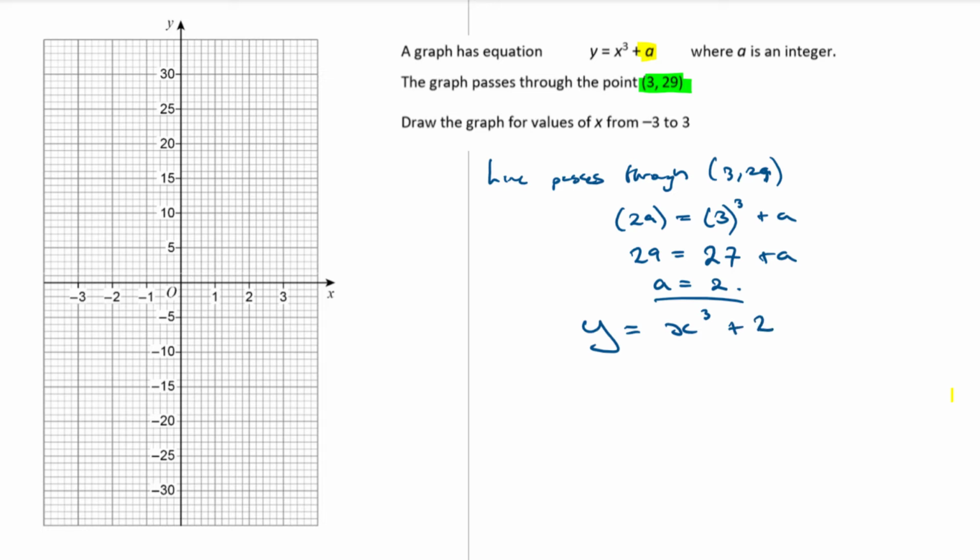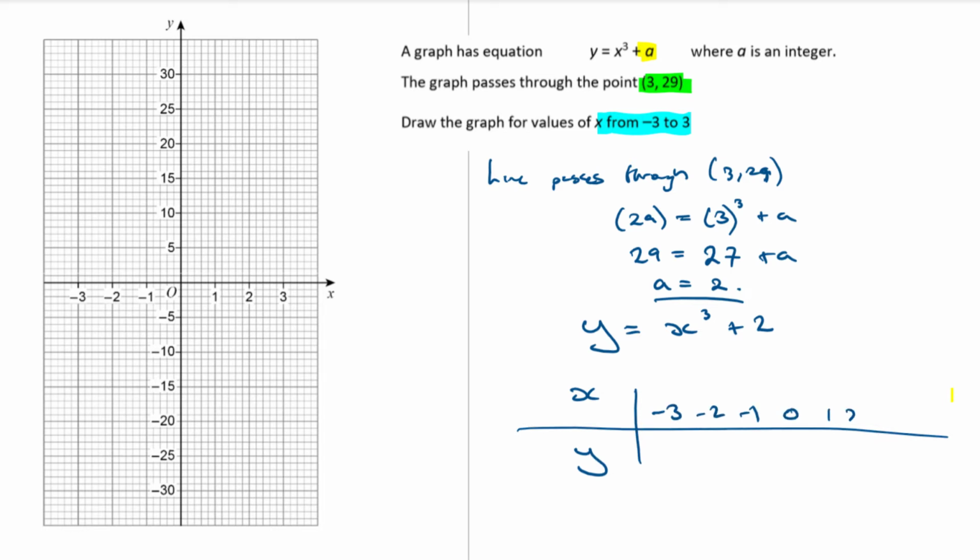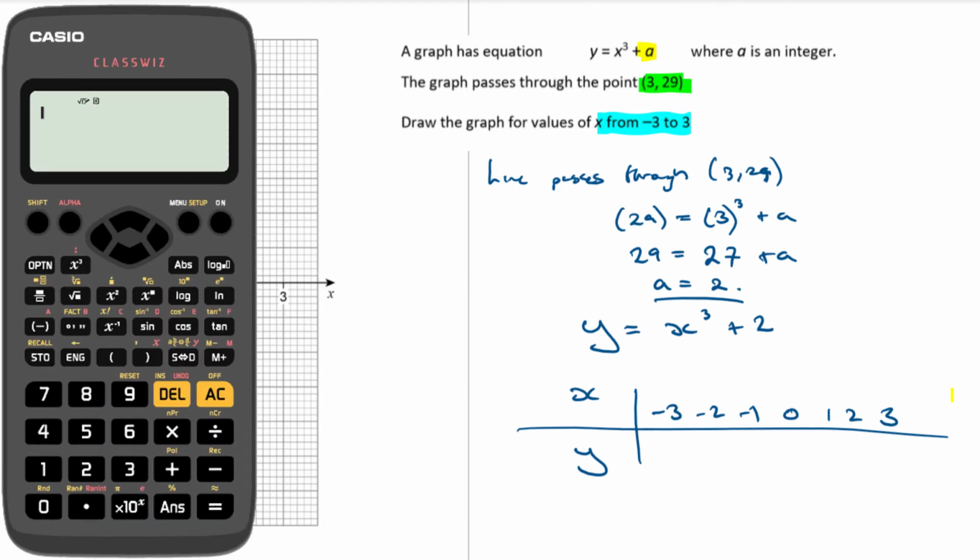Okay, now we need to draw the graph between -3 and 3. So let's just create a table of values. -3, -2, -1, 0, 1, 2, 3. Now you've actually got a nice function button on your calculator that you can use.